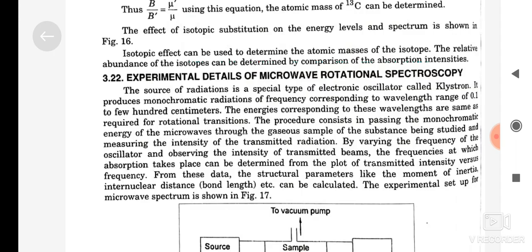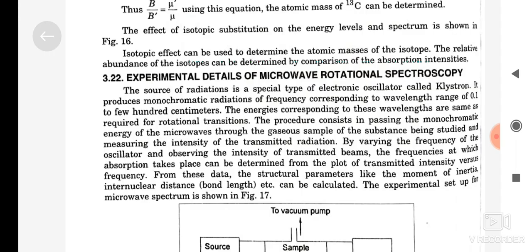Experimental details of microwave rotational spectroscopy. The source of radiation is a special type of electronic oscillator called a klystron. It produces monochromatic radiation of frequency corresponding to wavelengths in the range of 0.1 to a few hundred centimeters. The energy corresponding to these wavelengths is the same as that required for rotational transitions.